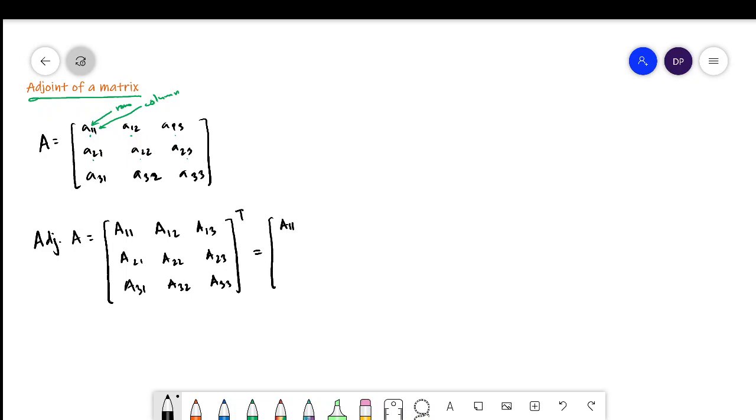Transpose means we are interchanging rows and columns. So in the first matrix, this is the row. Now if you write that row as a column, then that is what is meant by interchanging rows and columns. So A11, A21, A31, A12, A22, A32, A13, A23, A33. This is the adjoint of the given matrix.